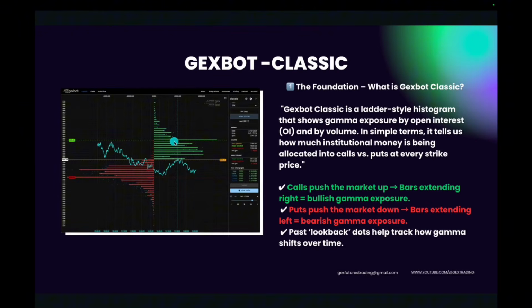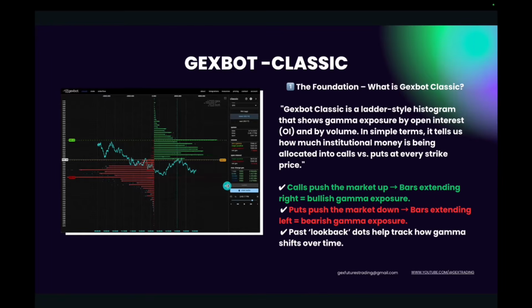So in simple terms, what is it telling you? It's telling you how much institutional money is being allocated into calls, which is the green ones, or into puts, which are the red ones, right? And in the middle, we have what is called the zero gamma, which has an interesting calculation, and I'll explain it later. But this is also a very key element.